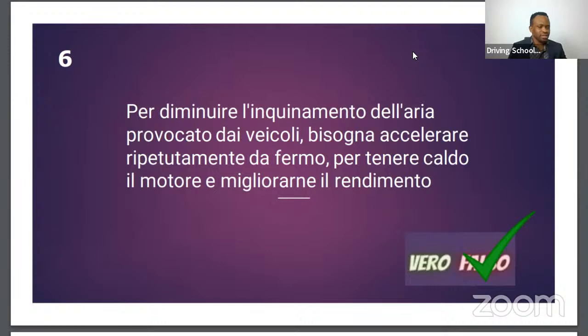The answer to this number six is FASO. It is not done that way. You don't have to be making broom, broom, broom, raising your engine when you are stopped at the traffic light. So that is not correct. If the engine of your car is having a steaming problem, take it to the mechanic. They will put it in order and make sure. You don't have to raise your engine to maintain the steaming of your engine. So the answer is FASO.